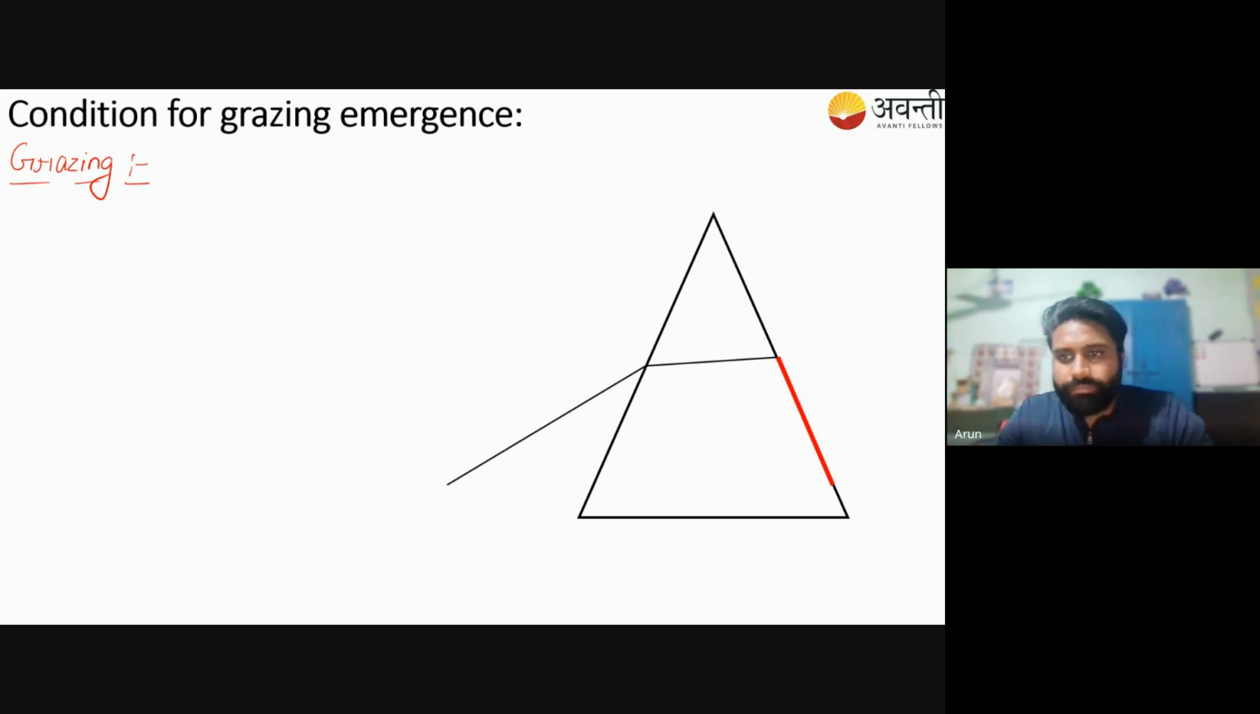ग्रेजिंग को हिंदी में बोलते हैं चरना. ठीक है, चरना मतलब when you will see the cattle in field, so what they will do, they will eat the grass, na. So we will not say that they are eating the grass, we will say that they are grazing the grass. ठीक है, the cow is grazing. Grazing means charna. Why this term is used here?